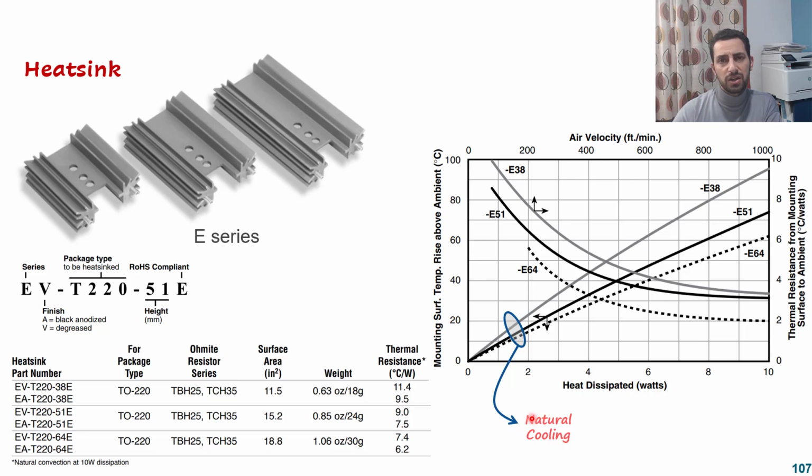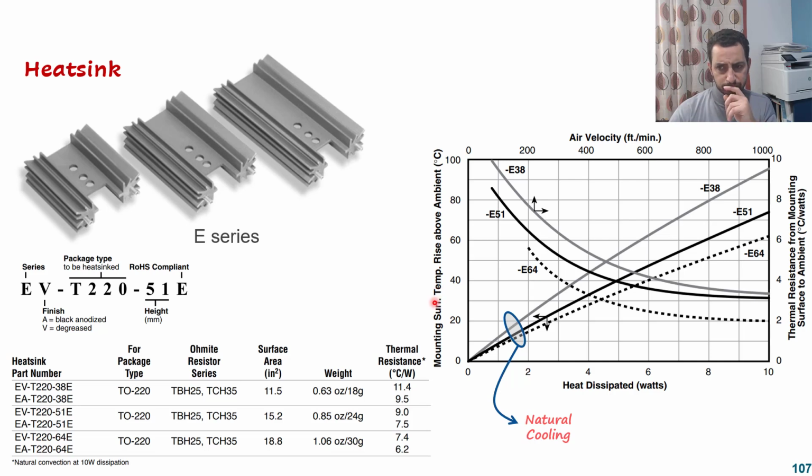What we mean by natural cooling is that we don't use a fan or any other cooling element. So it's just the heat sink in contact with the natural ambient. That's why it's called natural cooling. And if we want to read the natural cooling case, we have to consider these curves and these axes.